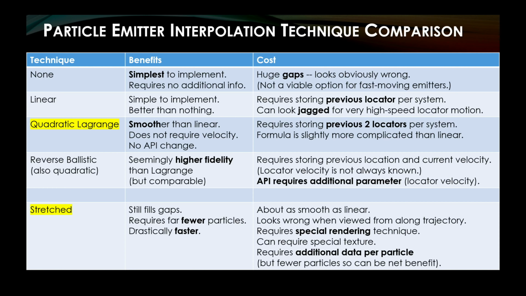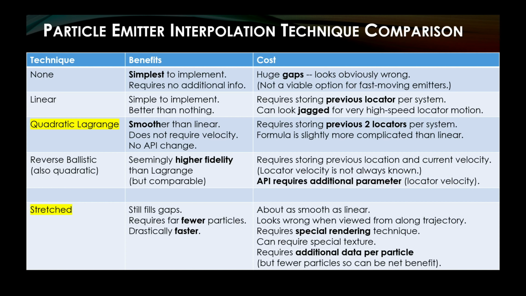Then there was that reverse ballistic technique. It's pretty interesting in a kind of academic way, but because it requires an additional parameter on the API, I decided not to keep it. And then finally, there's the stretched particles, which are absolutely essential for keeping your performance up. It fills all the gaps. It uses drastically fewer particles. It is drastically faster both for emitting and also for rendering. And the only drawback is that the stretched particles only look about as smooth as the linear approach, but that ends up being smooth enough, as you could tell from that satellite path view.